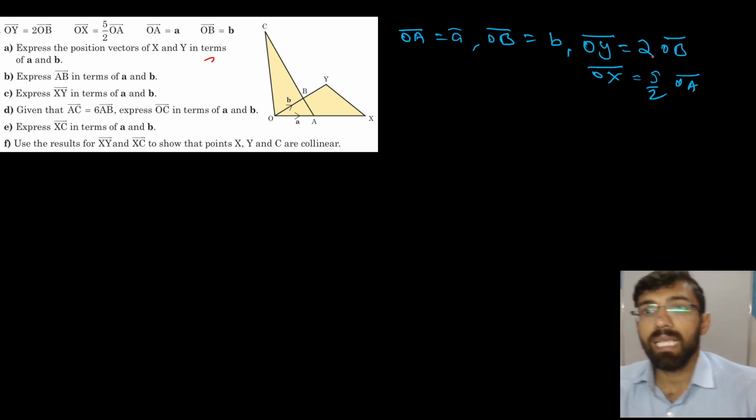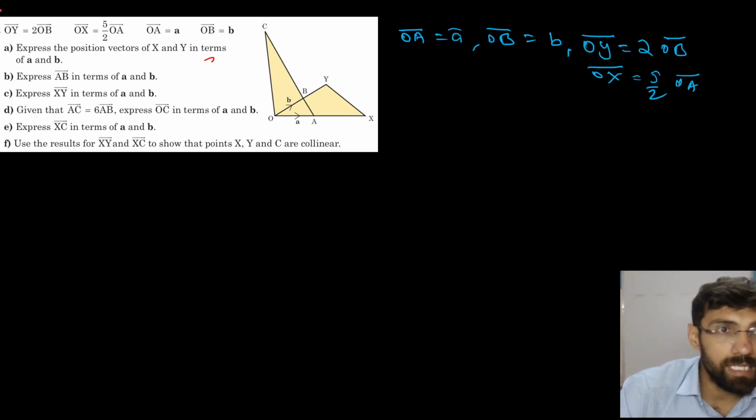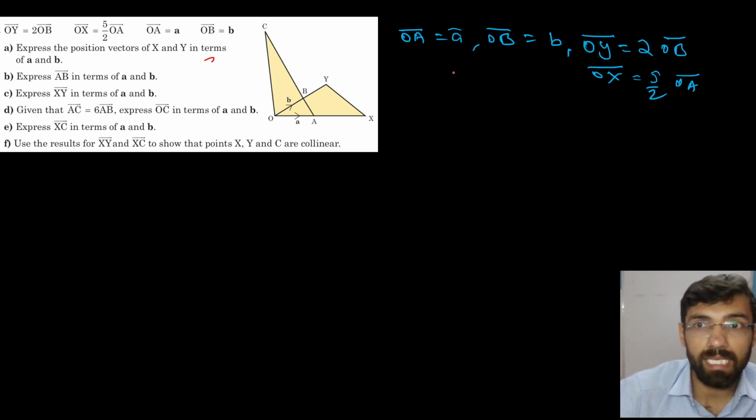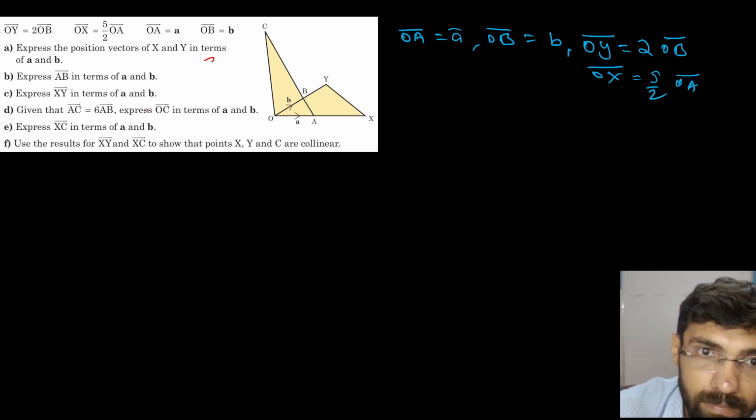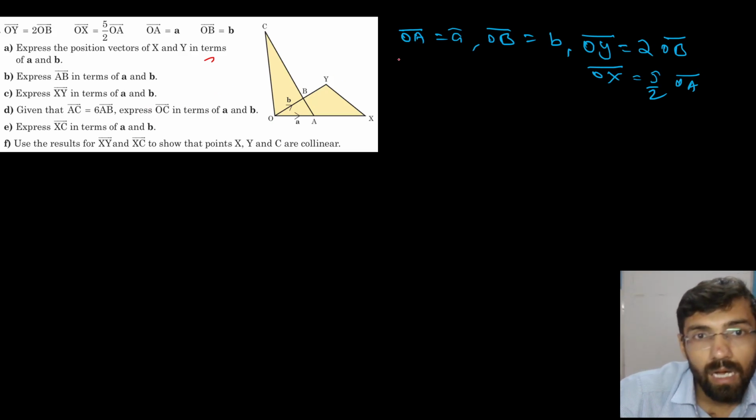Okay, so let us try to understand this. When they say OY is double the OB, it means B is the midpoint. So B is the midpoint, let us mark this, so this part is equal to this part. I think we understood this. B is the midpoint, first thing.